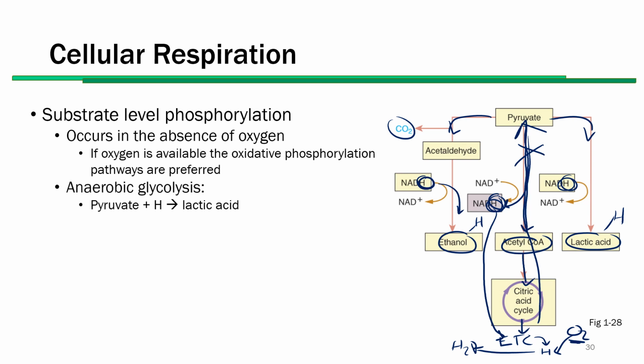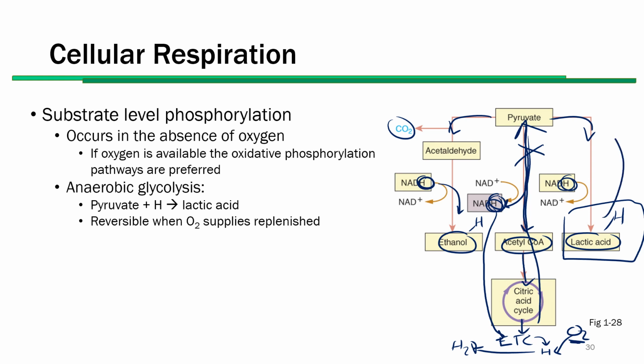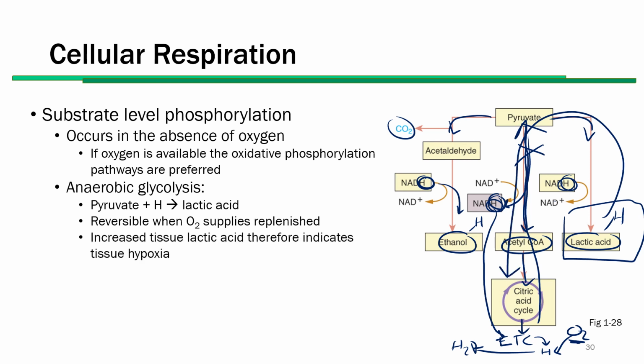Anaerobic glycolysis occurs when the pyruvate plus that hydrogen is attached and becomes lactic acid. It is reversible when the oxygen supplies are replenished. So when oxygen comes back, it can go back this direction, go back to pyruvate, and then go down through this process here. Increased tissue lactic acid therefore indicates tissue hypoxia, because we're not going to build up this lactic acid unless we don't have enough oxygen to take care of this NADH.